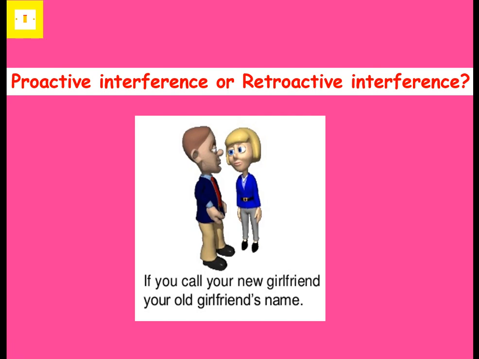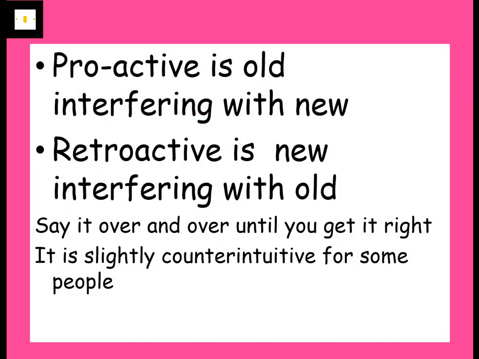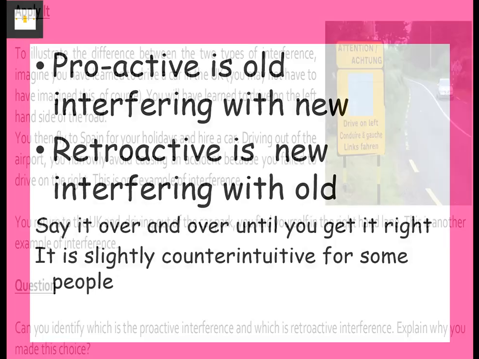So, think about this. If you call your new girlfriend your old girlfriend's name, which type of interference is this? Proactive or retroactive? Proactive is old interfering with new. Retroactive is new interfering with old. Try to say it until you get it right. It's difficult, this. You just have to remember it, and it's really hard, to be honest, to remember. One of the biggest things here with AQA is that people mix them up that much, and this is one of those where there isn't really any leeway. You've got to get this right.